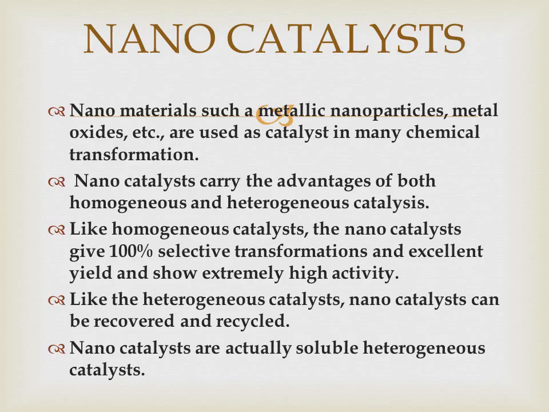So nanocatalyst, these are actually the words which are given in your book, so you can very well copy down these lines in your notebook. Nanomaterials such as metallic nanoparticles, metal oxides are used as catalysts in many chemical transformations. Nanocatalysts carry the advantages of both homogeneous and heterogeneous catalysis. Like homogeneous catalysis, the nanocatalysts give 100% selective transformations and excellent yield and show extremely high activity.